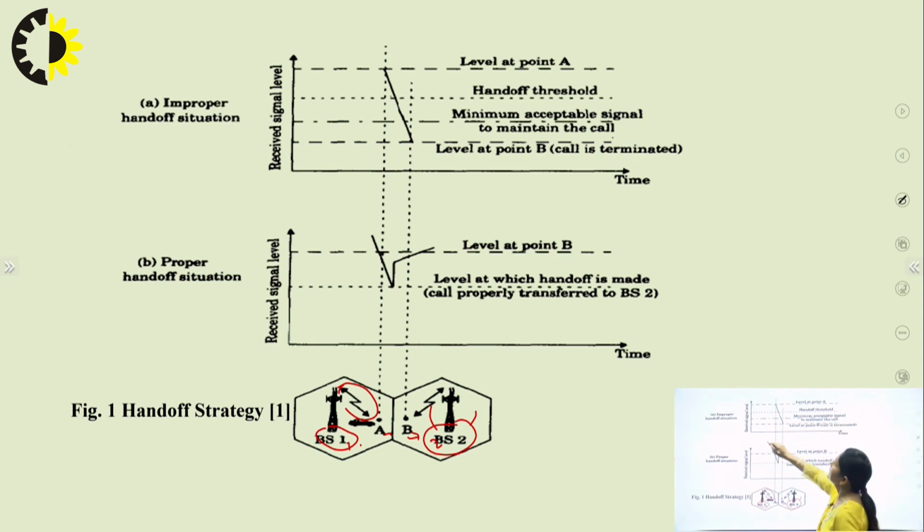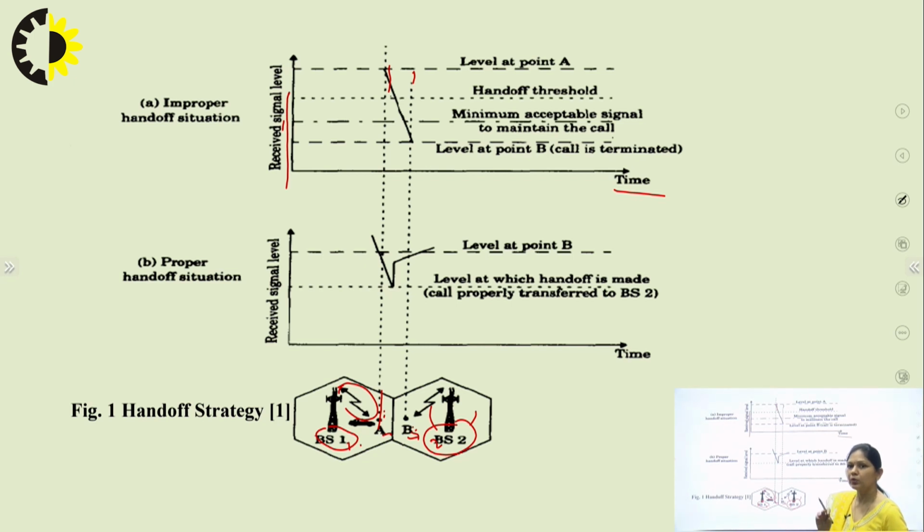You can see here on the x-axis we have the time domain. On the y-axis we have the received signal, the mobile signal between the base station and the mobile station. Now, at this point A, that is at the boundary of cell 1, this line shows the power for A, and for B, this is the boundary line and cell B, and this is the power level.